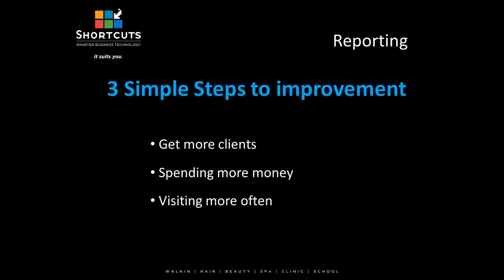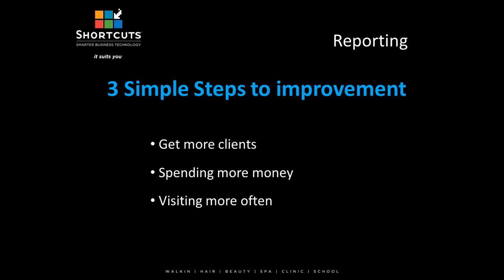So lastly, the 3 simple steps for improvement is to get more clients, spending more money, and visiting more often. So these are basically the things that when you're looking at your reports you should be thinking about. So every report you look at, you can think, okay, how this one here shows me that I need my clients visiting more often, or I need them spending more money, or I need to get more clients. So by analysing your reports, you can see what you can do to improve. Keep these 3 steps in mind as you're analysing your reports, and then you can make your plan as to what sort of things you can do to improve.